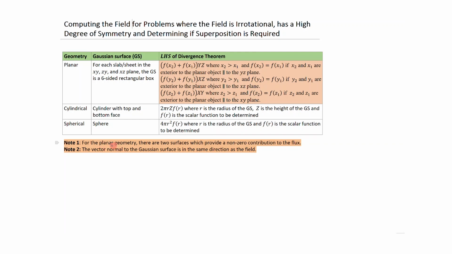Just again, a reminder that for planar geometry, there are two surfaces which provide a non-zero contribution to the flux, and this is more or less what was described here. And second is that the vector normal to the Gaussian surface is in the same direction as the field.